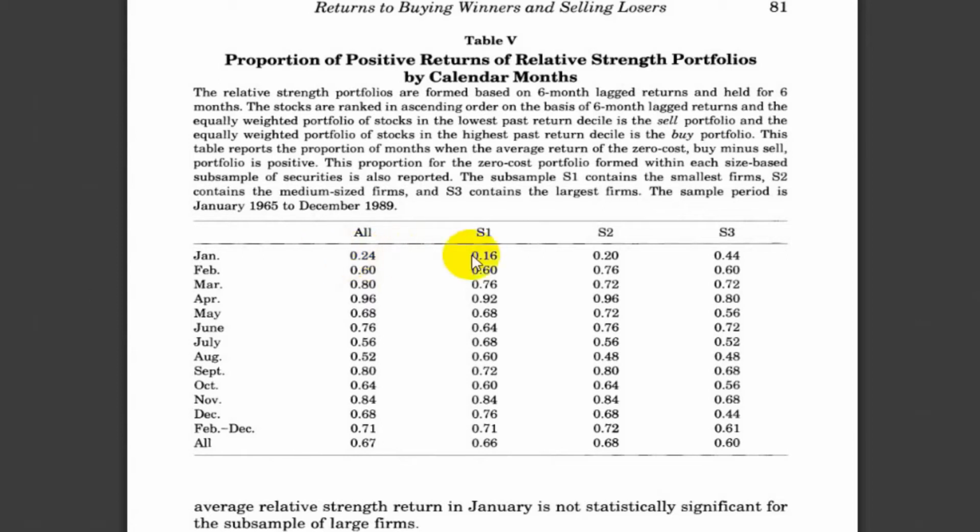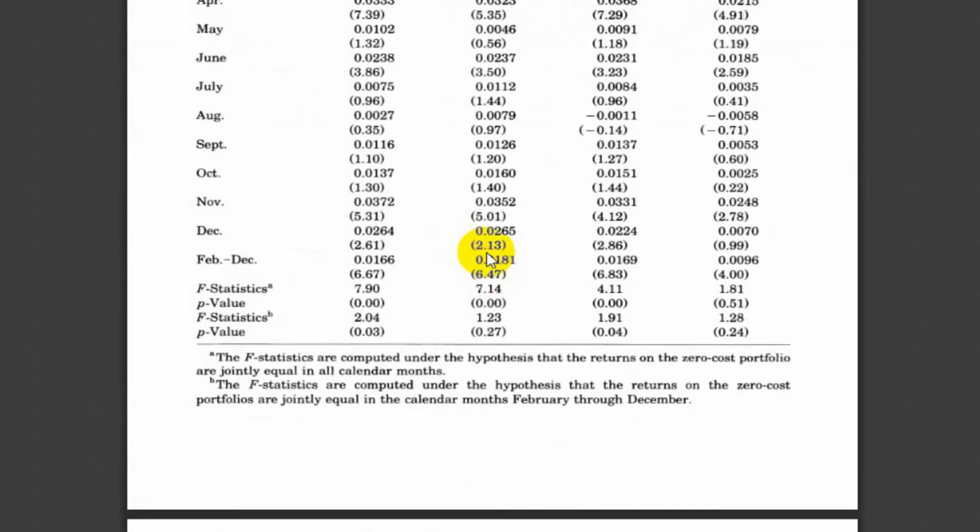And you can see, in line with prior studies, the January abnormal relative strength returns are positively related to firm size. So larger companies do better than smaller companies. So let's go back up to table 4.